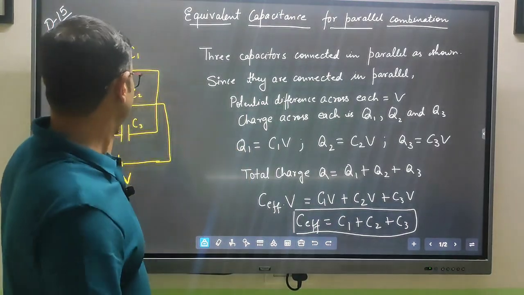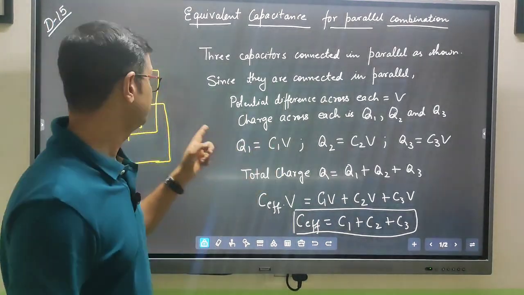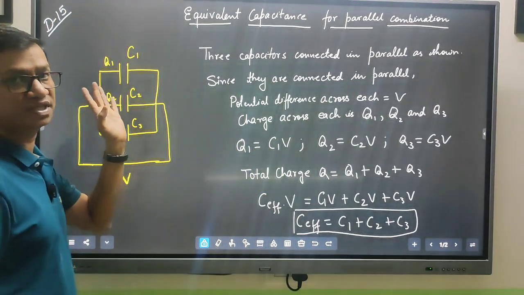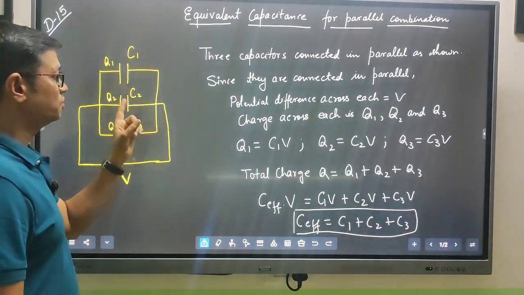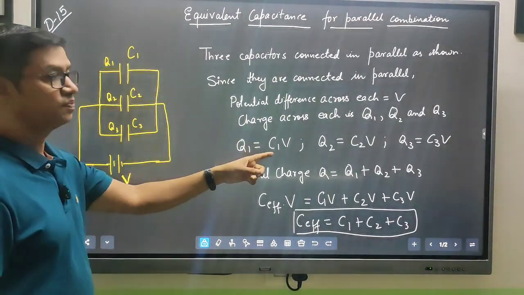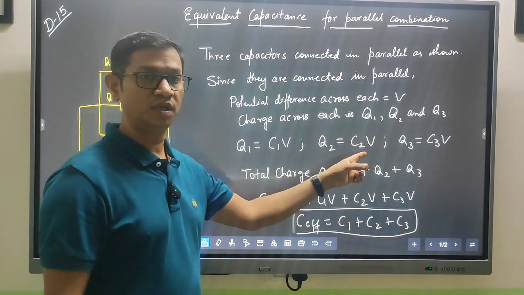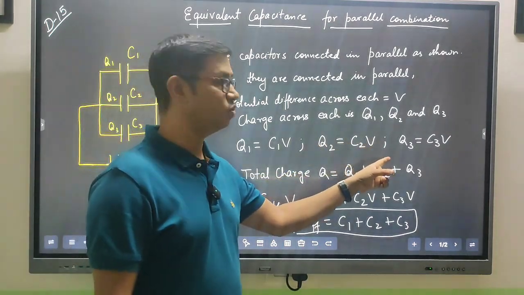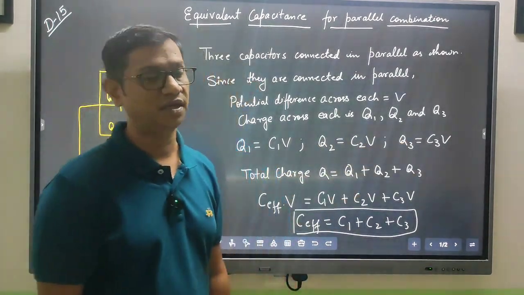Q1 would be what? Q1 would be C1 into V. Q is equal to CV is the formula. So for Q1 it will be C1 into V. Similarly Q2 would be C2 into V, and Q3 will be equal to C3 into V.